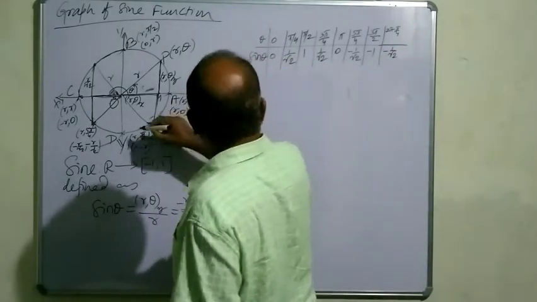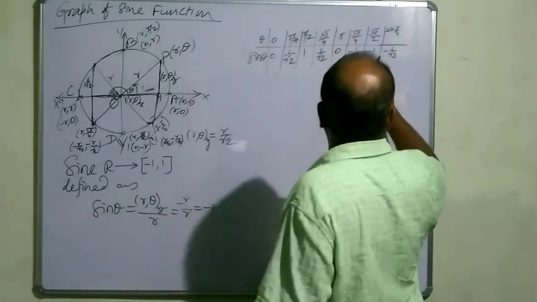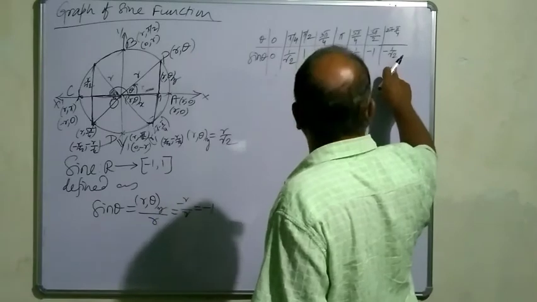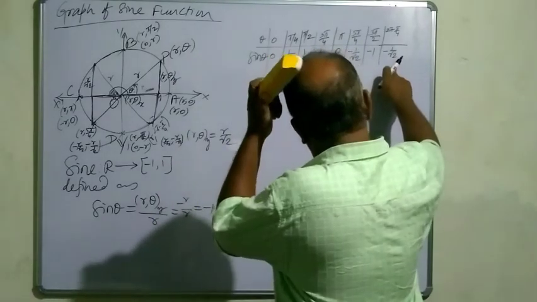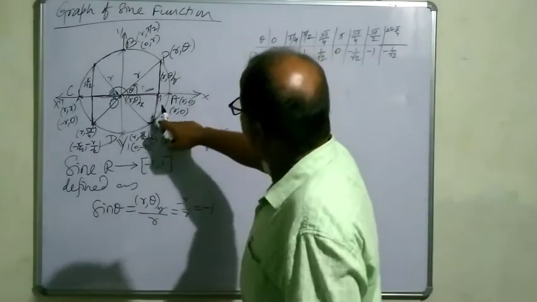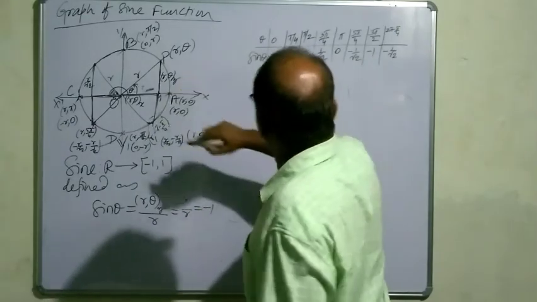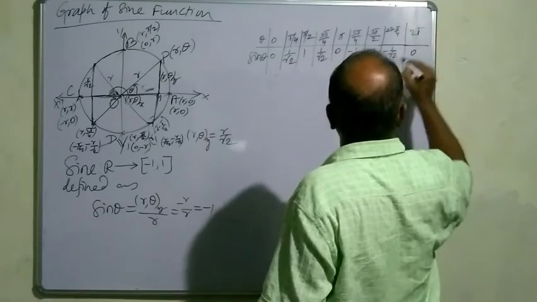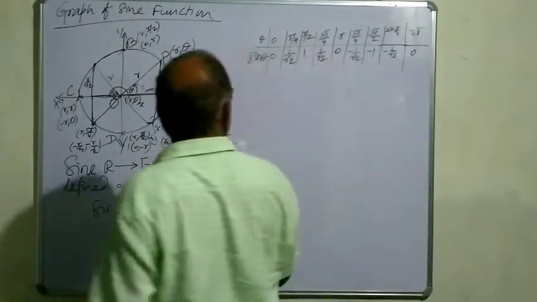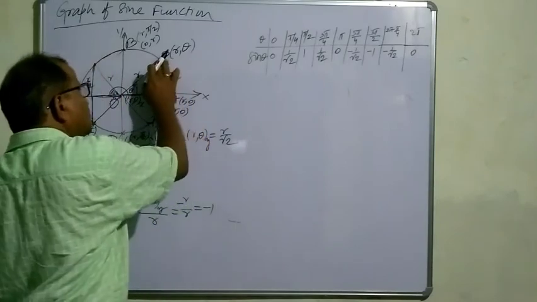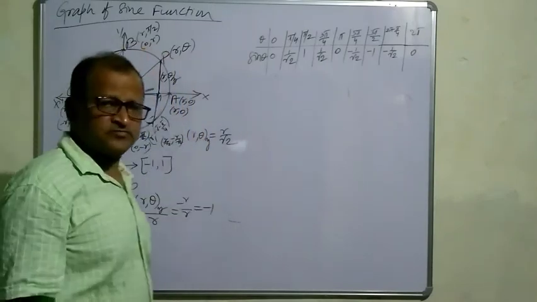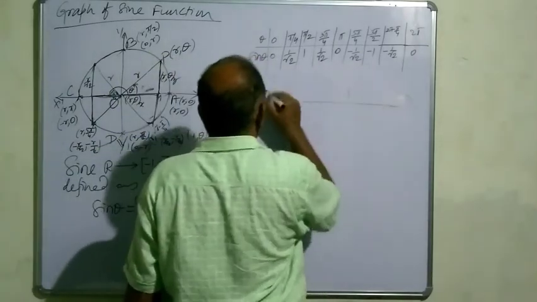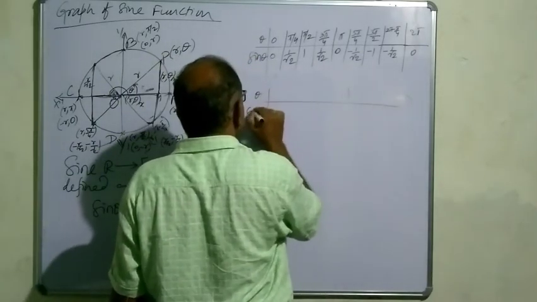And now its value is increasing, you see. After minus 1 it is increasing. It is now minus 1 by root 2. Then it will increase again. Here it will be 0. That means when it is 2 pi, it will be 0. And after that again it will increase. Here it will be 1 by root 2. Yes. And similarly, let us take another set of values, theta, sin theta.